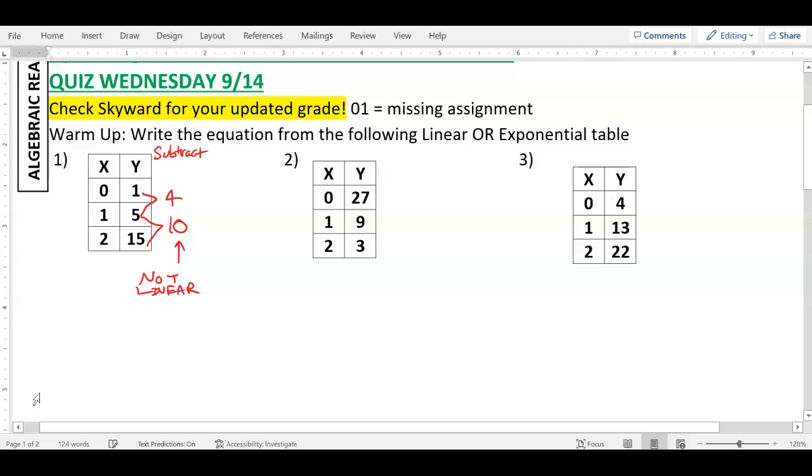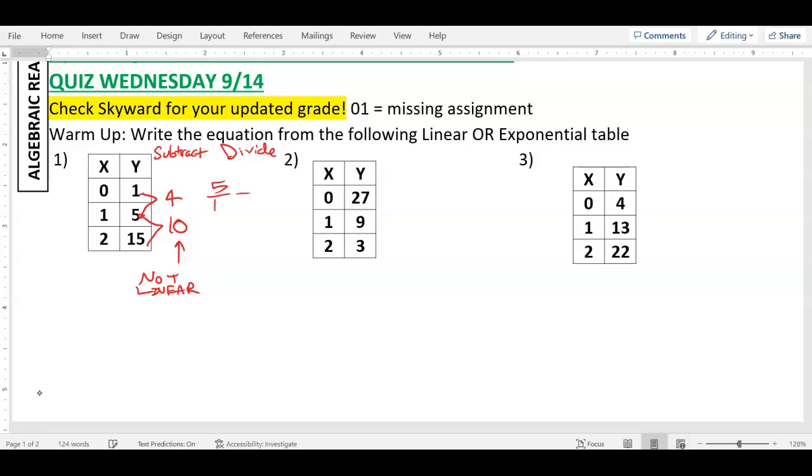So if it's not linear, now I'm going to try to divide. Bottom divided by the top, bottom divided by the top, okay? So 5 divided by 1 equals 5, right? And then 15 divided by 5, bottom divided by the top.